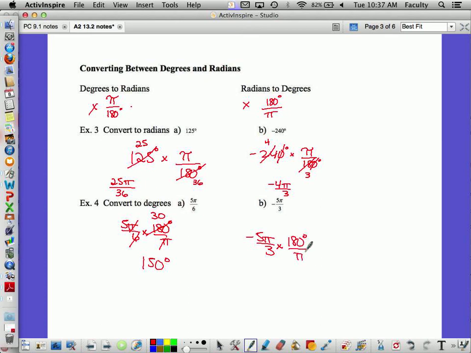All right, try letter B. The pi's cancel. 3 goes into 180 60 times. That's negative 300 degrees. Okay? All right, any questions on radians to degrees, degrees to radians? It's pretty simple.